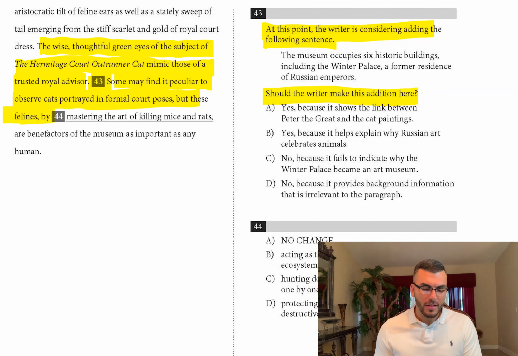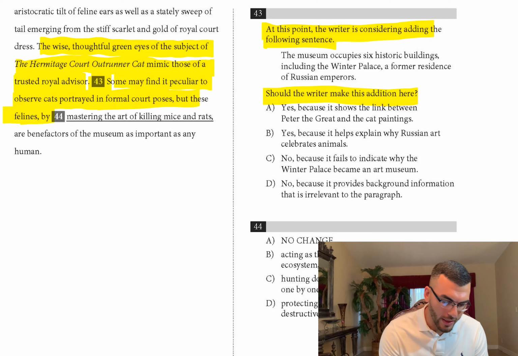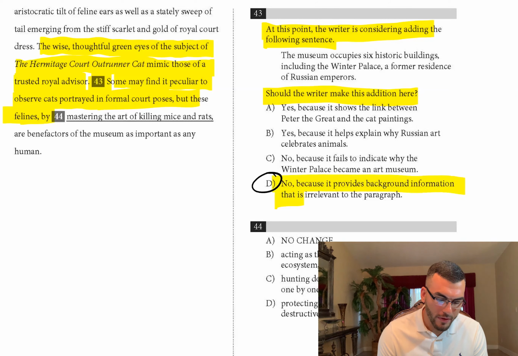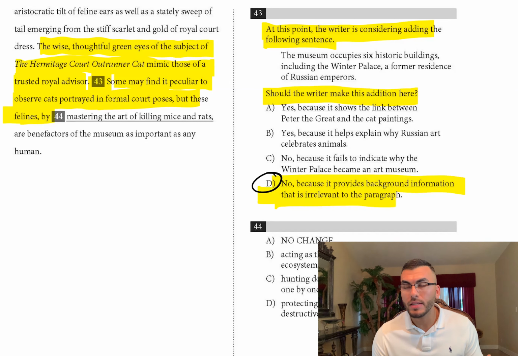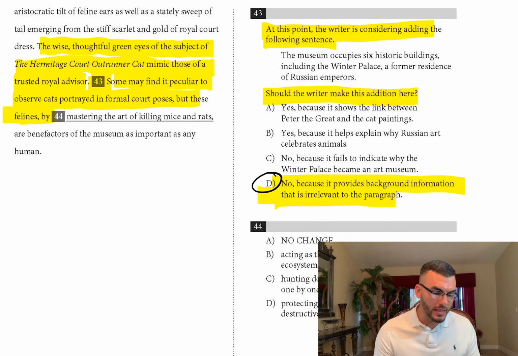What the heck does the museum and how many buildings it occupies have to do with cats and trusted royal advisors? The poses that the cats were in have nothing to do with that. So for that reason, choice D is the best answer. It provides background information that is completely irrelevant to what we're even talking about, which is cats and the poses and how they're portrayed to their advisors. It has nothing to do with it. So choice D is the best answer.